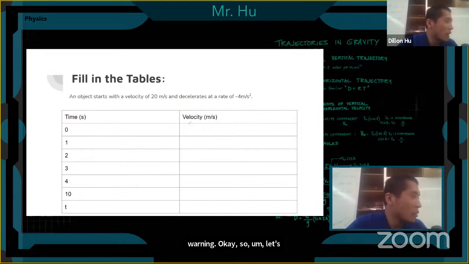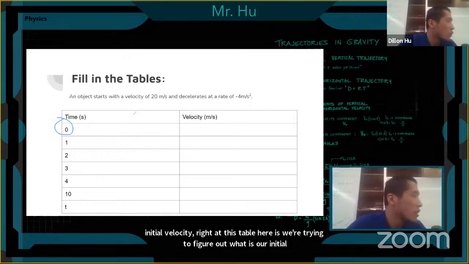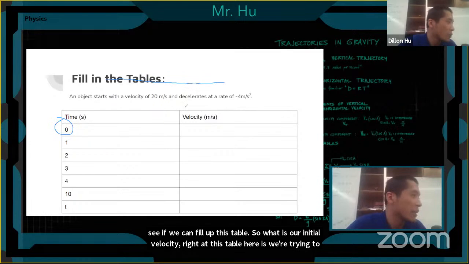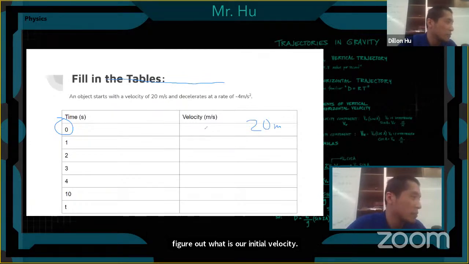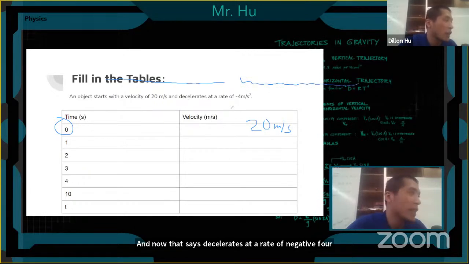So let's fill in this table. Let's see if we can fill out this table. What is our initial velocity? In this problem, it says our object starts with a velocity of 20 meters per second, which means that initially our velocity is 20. And now that it decelerates at a rate of -4 meters per second squared, it means that every 1 second, our velocity should decrease by 4 meters per second.